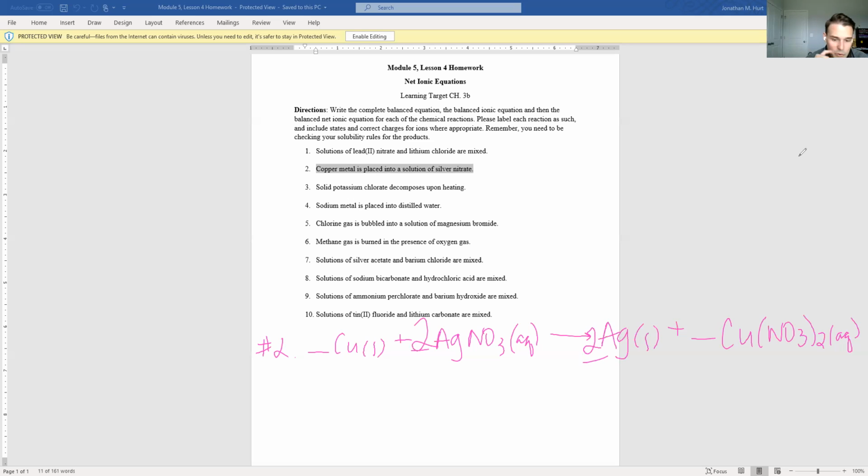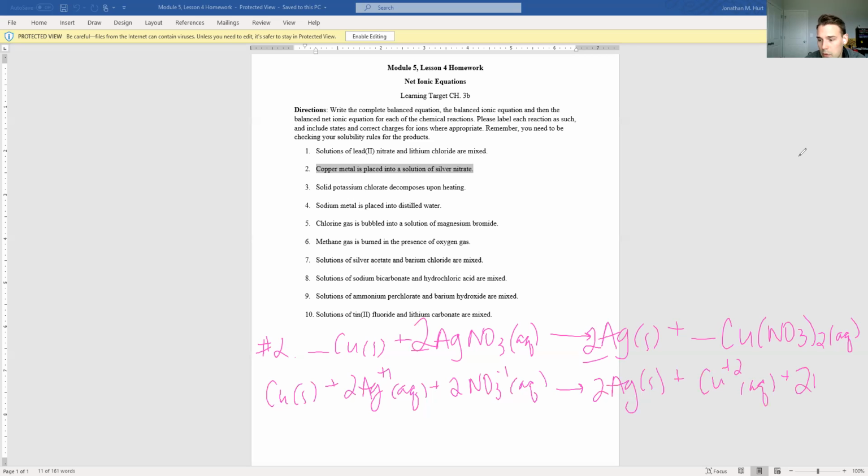Okay, so now I'm going to take everything that's aqueous and break it down into its ions, leaving alone the solids, liquids, and pure gases. So Cu solid plus 2 Ag+ aqueous plus 2 NO3- aqueous gives me 2 Ag as a solid plus Cu2+ aqueous plus 2 NO3- aqueous.